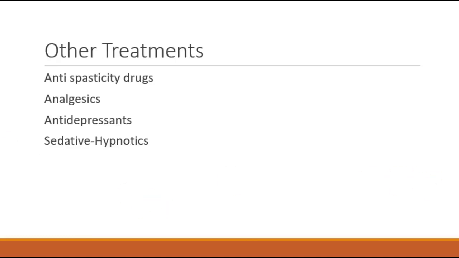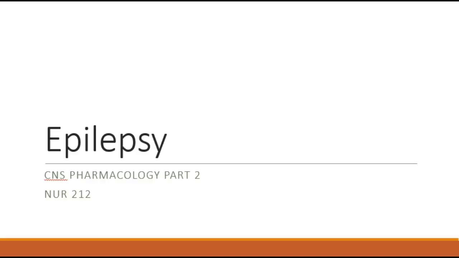Okay, so other treatments that we have are antispasmodics, analgesics, antidepressants, sedative hypnotics. These things are all going to be used based on symptoms of the patient. All right, so that's the end of MS, and we're going to go on to epilepsy.